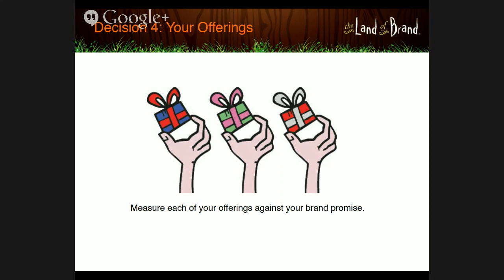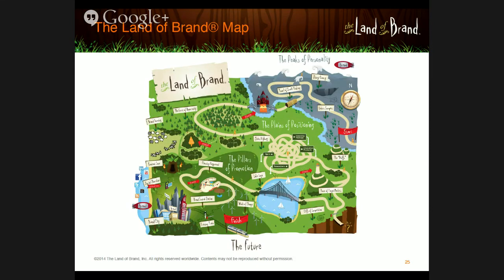So back to offerings. You want to look at the offerings you have and the ones you're planning on creating and measure them against your brand promise, and make sure that each of them is representing that message. You want to make sure that they all align with the message and that they're all important for your client's journey. To give you an example, we're going to look at the land of brand again.